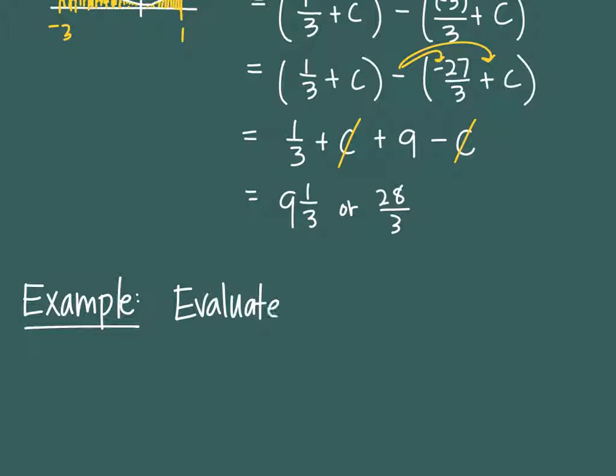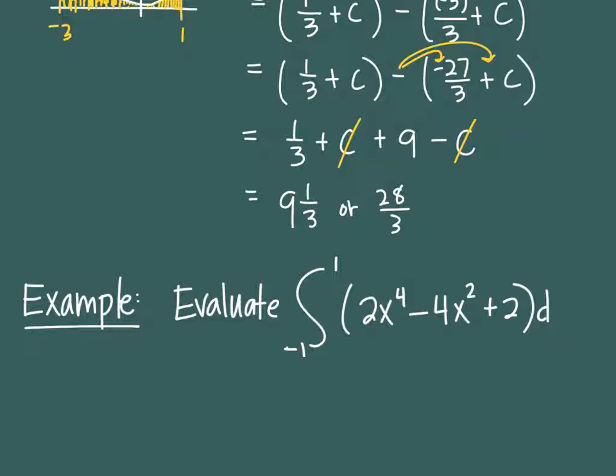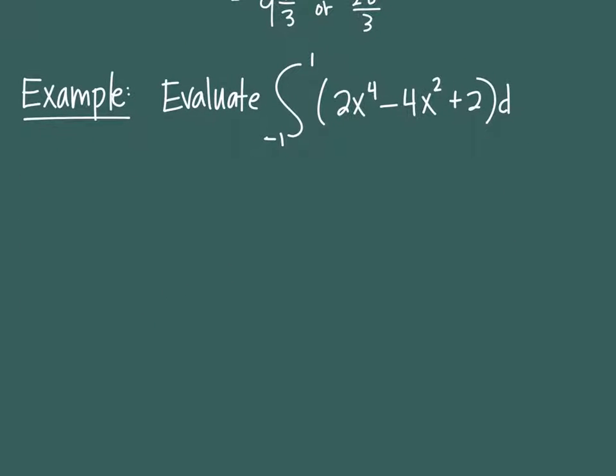All right, we're going to evaluate the integral that goes from -1 to 1, and this time the function is a 4th degree function. Those look like W's, so 2x to the 4th minus 4x squared plus 2, and again we're going to be above the x-axis.